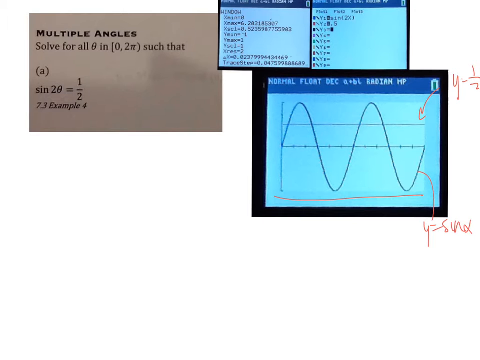Now, if you recall, the 2 theta here is going to affect the period of sine x, and so our period here is pi. But what I've done is I've scaled this out from 0 to 2 pi. So you can see that there are actually two of those sine curves from 0 to 2 pi. And so the solution to this equation, and we're looking for all of the values of theta in the interval 0 to 2 pi for which that equation is true, you can see that there are actually 4 solutions.